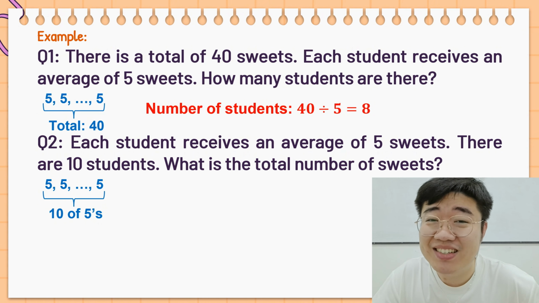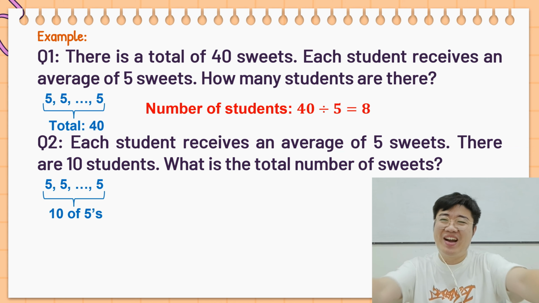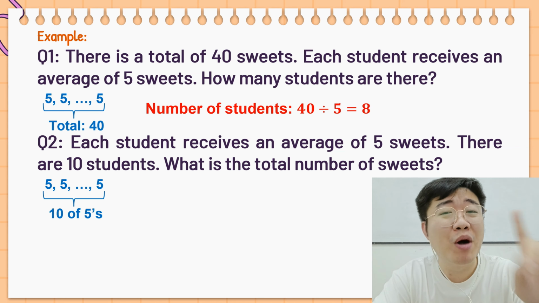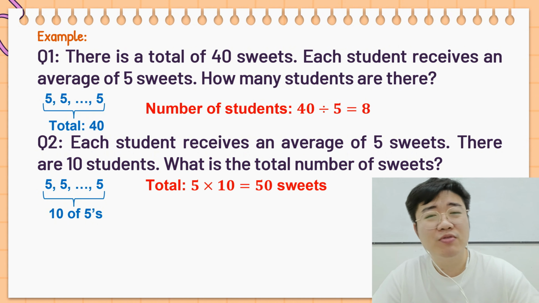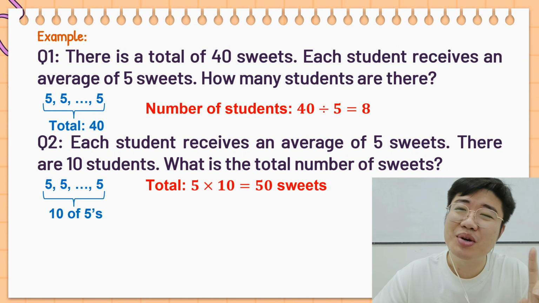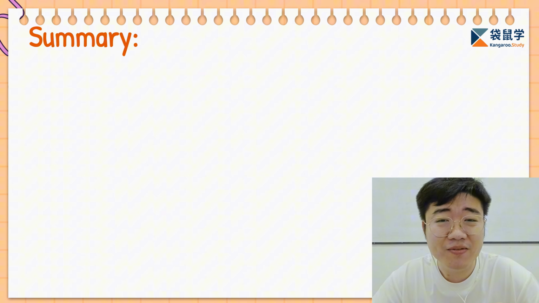Now, is there a faster way? Very good, everyone. We can use multiplication. So we just do 5 times 10. Altogether, we got 50 sweets. So let's do a quick summary on these examples here.